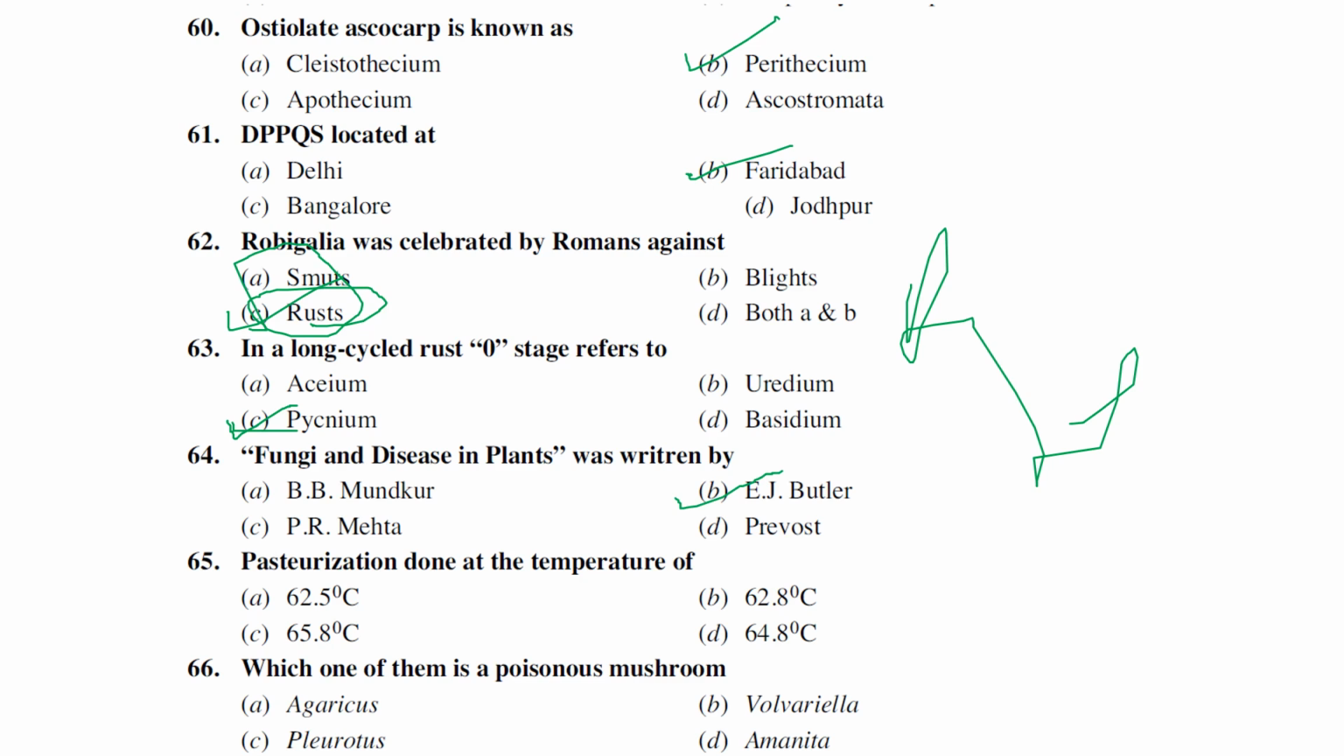Fungi and diseases in plants was written by E.J. Butler. Fungi and plant disease was written by B.B. Mundkur. Fungi and diseases in plants, 1918. Fungi and plant diseases, 1948.